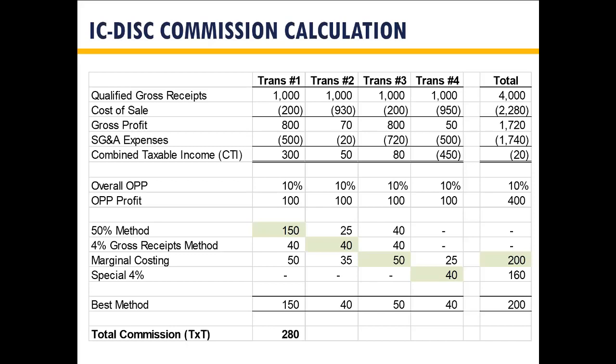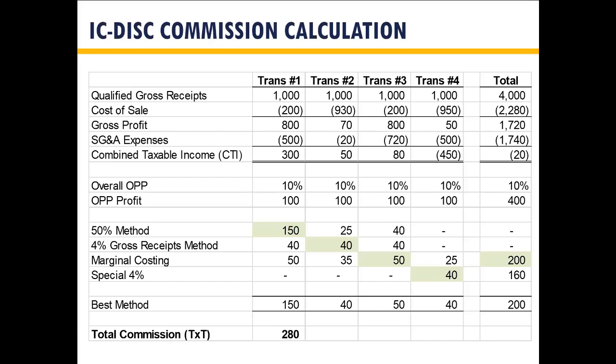Now moving to the last transaction. This one, you'll note our CTI is negative. And under that no loss rule, we cannot take a commission if we do not have positive combined taxable income. So we are unable to take a commission under the 50% method or the 4% method. But remember, there are exceptions to that. So we have our marginal costing exception. Under marginal costing, we have combined taxable income of $50, which is our gross profit.